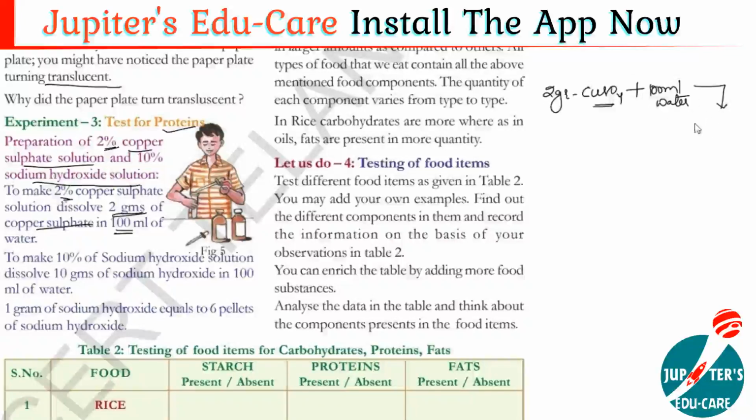Then it is turned into solution. Which solution? Copper sulfate solution. Okay, the copper sulfate solution is prepared. How much? 2%. 2 grams plus 100 ml, nothing but 2%, right? So the 2% copper sulfate solution is completed.